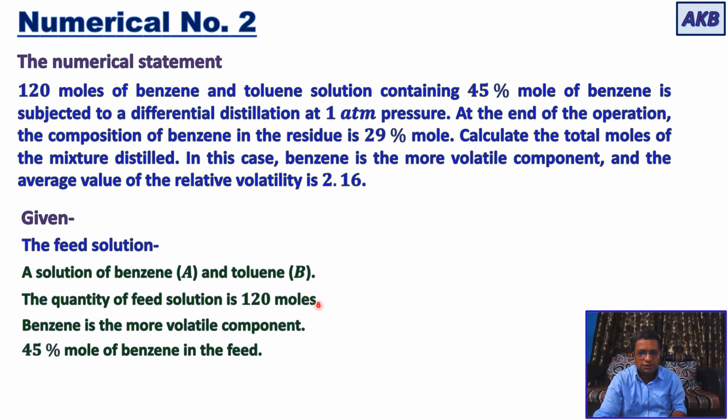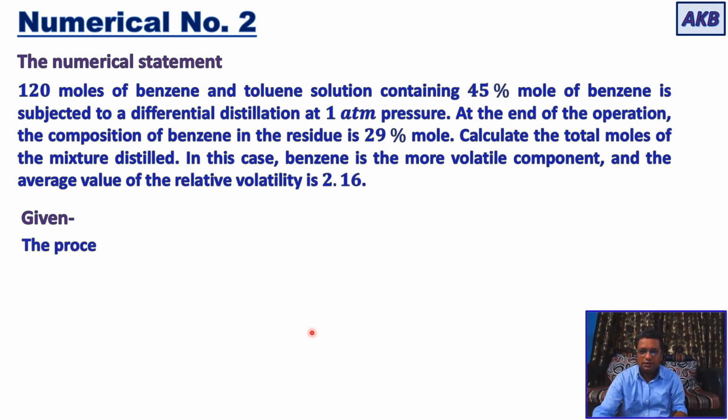So from all this information we can note two things. One is we can note F is given to us, it is 120 moles, and then XF is also given, it is 0.45. Since mole percent of benzene in the feed is 45, if you divide that by 100 you'll get mole fraction, and we denote mole fraction by XF, so XF is 0.45. Okay, so let us move ahead.